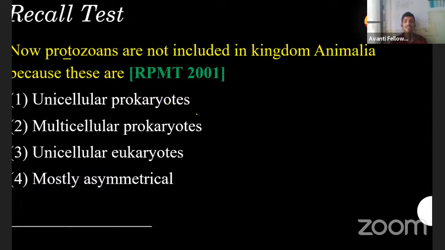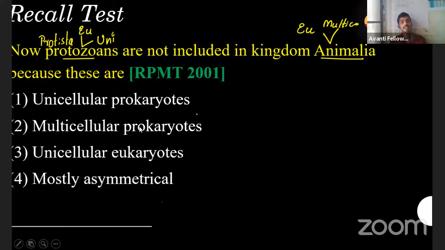Why are protozoans not included in kingdom Animalia? You have to think about the characters. What is the meaning of protozoan? Protozoans come under Protista. I think you remember that much, right? Protista are eukaryotic and unicellular, but compared to Animalia, these are eukaryotic and multicellular. Yes, these protozoans may be the ancestors of Animalia. You just have to think about it.